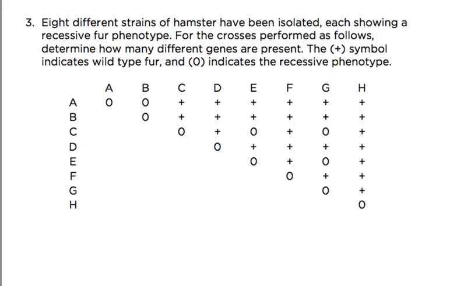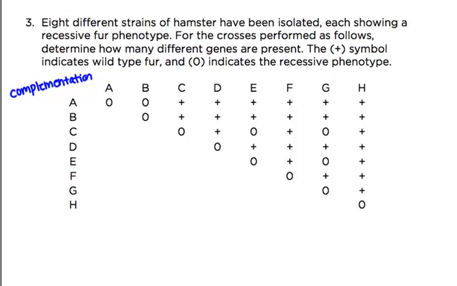Problem 3. 8 different strains of hamster have been isolated, each showing a recessive fur phenotype. For the crosses performed as follows, determine how many different genes are present. The plus symbol indicates wild-type fur, and 0 indicates the recessive phenotype. So this is what's known as complementation testing. And this is to determine how many genes are involved in these mutations.